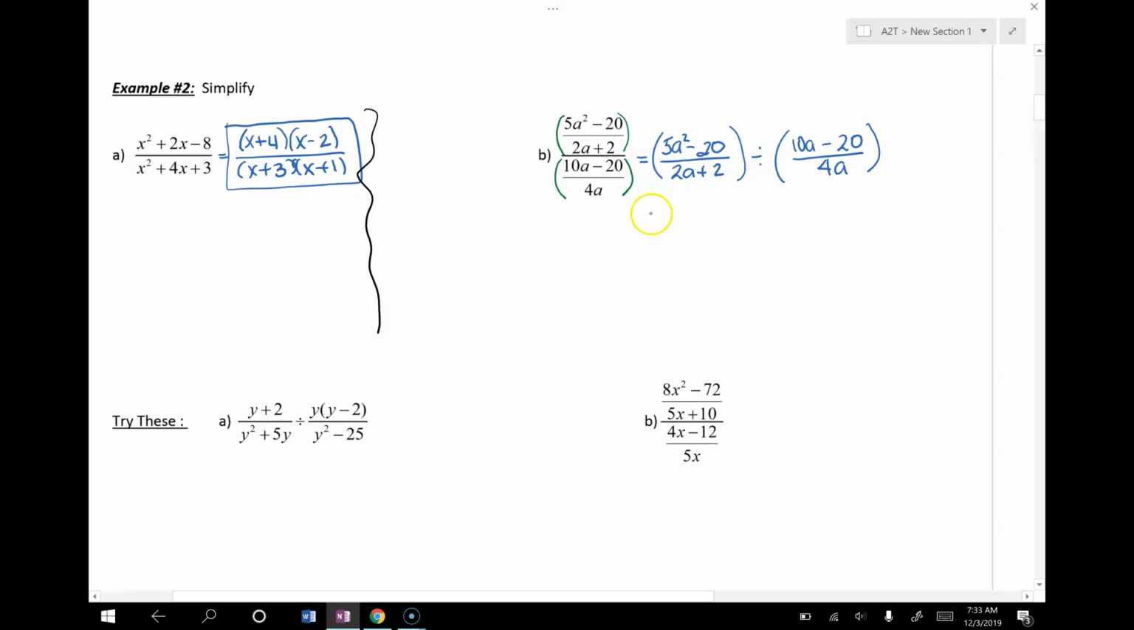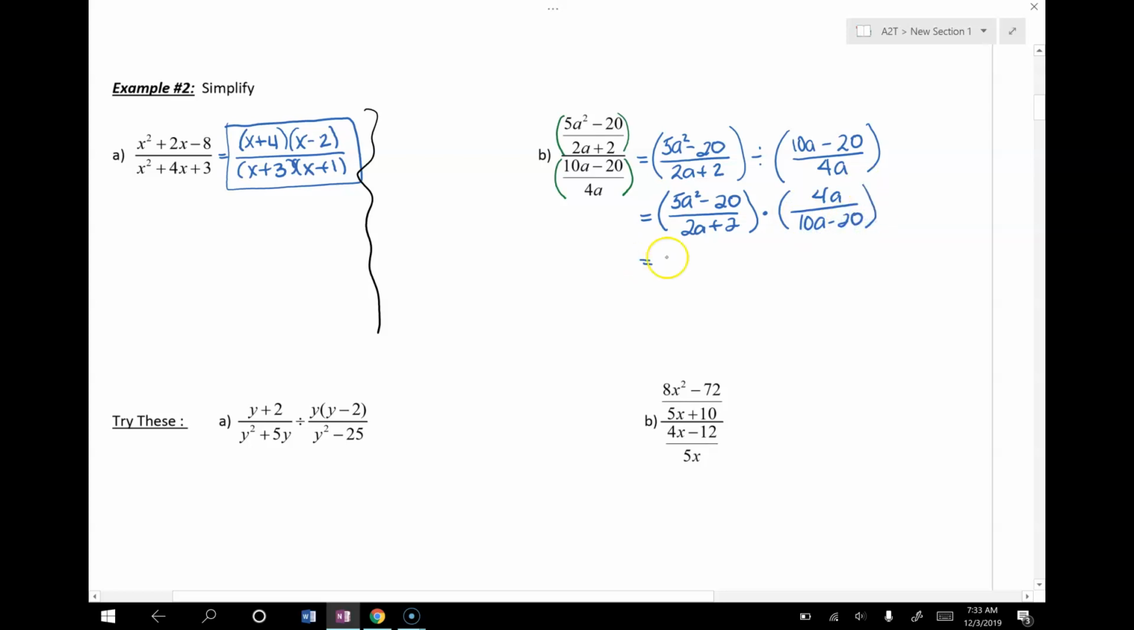So then what I'd like for you to do at this time is either keep, change, flip: keep the first fraction, change to multiplication, take the reciprocal of the second, and then simplify. Or simplify and then flip. I personally am going to flip it. So we have 5a squared minus 20 over 2a plus 2 times 4a over 10a minus 20. And then I'm going to simplify.